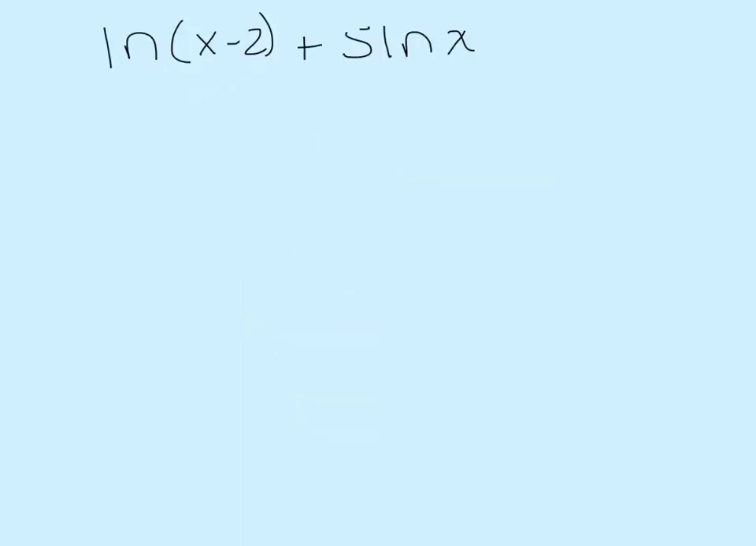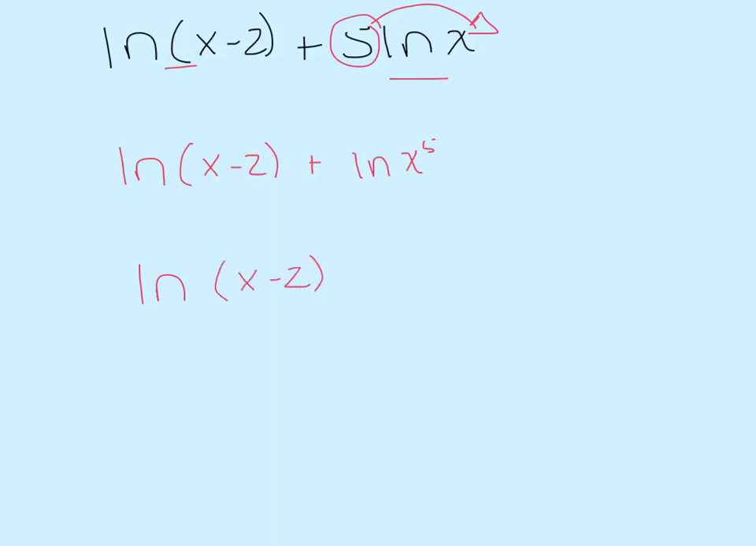Alright, here's the last example on the slide. How do I want to begin this? I want to begin it by bringing the exponent back. The bases are the same, so I can go ahead and proceed. So that's ln x minus 2 plus ln x to the 5th power. Because it's addition, I can bring them back through multiplication. So that's going to be ln x minus 2 times x to the 5th power. Don't stop here. You want to go ahead and distribute it. Okay, so that's going to be ln x to the 6th minus 2x to the 5th.